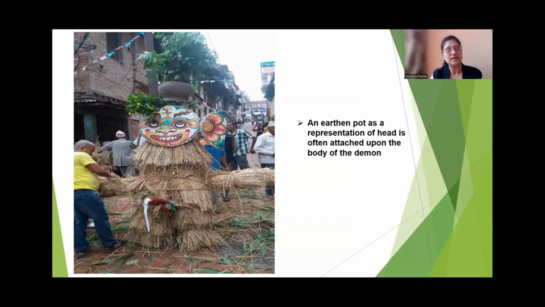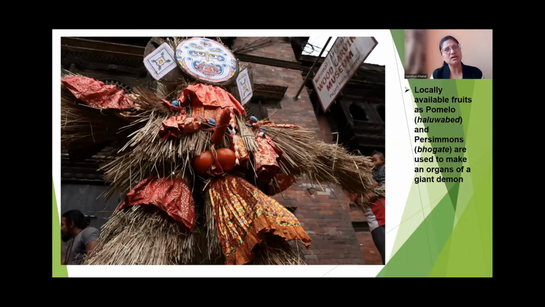An earthen pot, as a representation of the head, is often attached upon the body of the demon to symbolize the head of the demon Ghantakarna. And locally available fruits, especially two types, pomelo, locally known as halwa bed in Nepali, and persimmons, are used to make the organs of the giant demon.